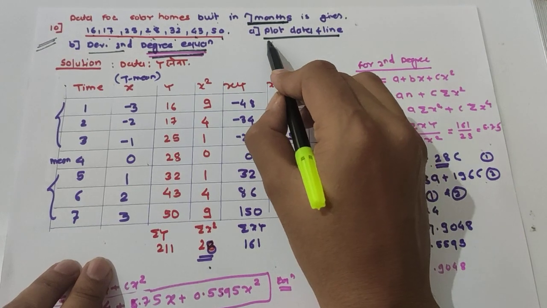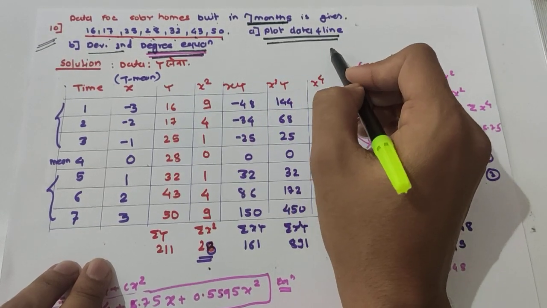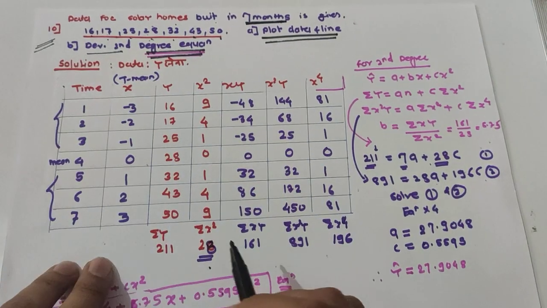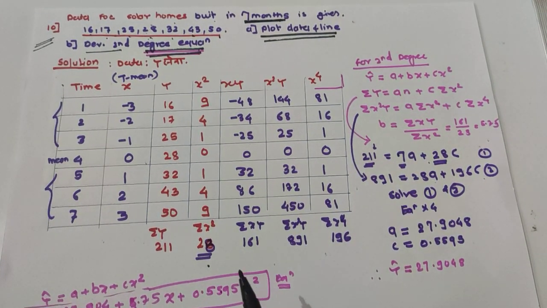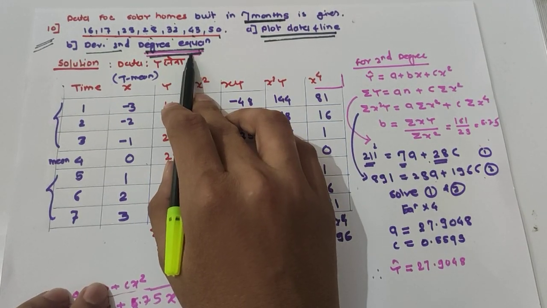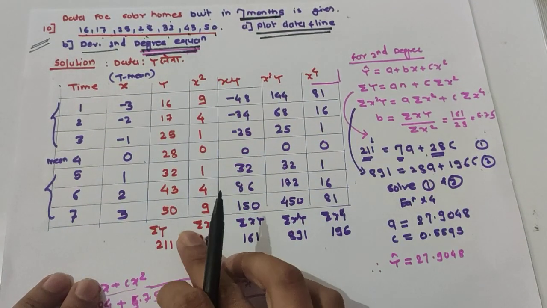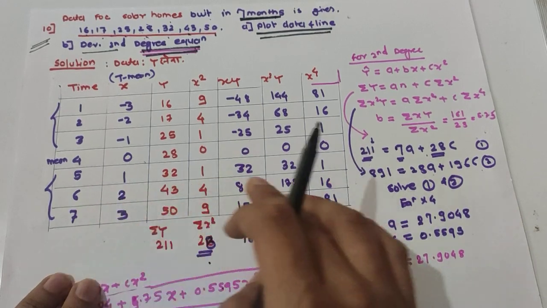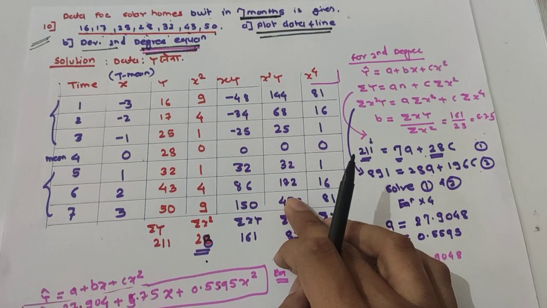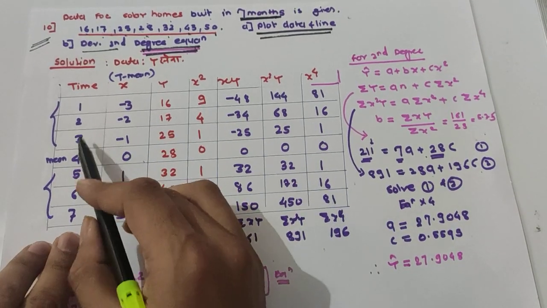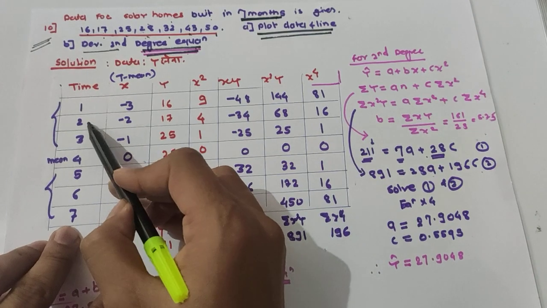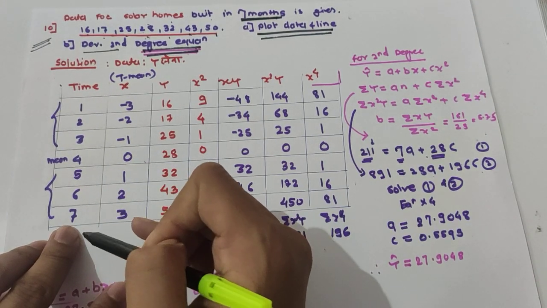So they will never ask you to plot the data. They will just ask you to derive the second degree equation. So when they ask about the second degree equation, you have to draw the same table, but there are some changes. There are some additional values we have to calculate. See, the first column is always time. So they are saying 7 months, so we will take 1, 2, 3, 4, 5, 6 and 7 months data.